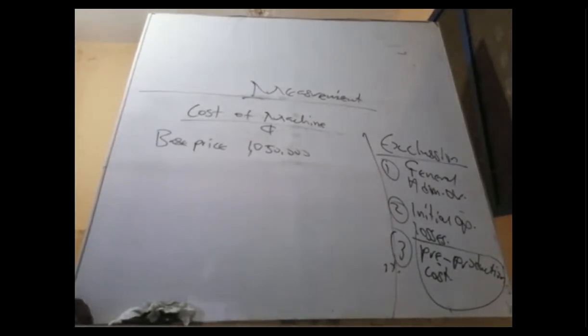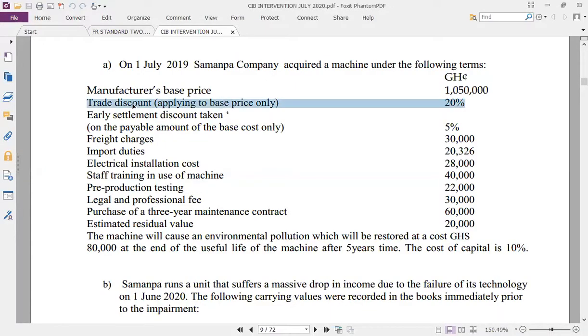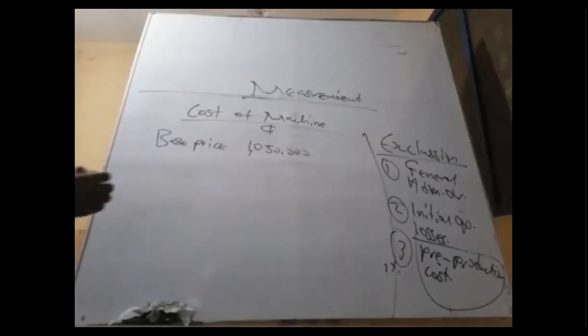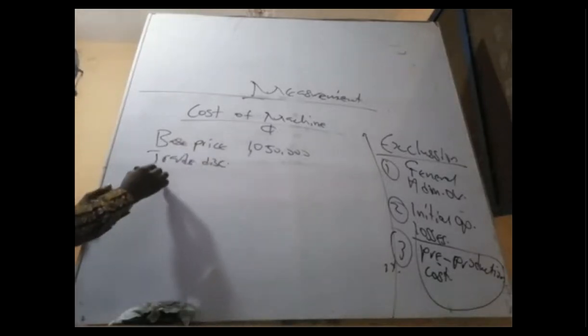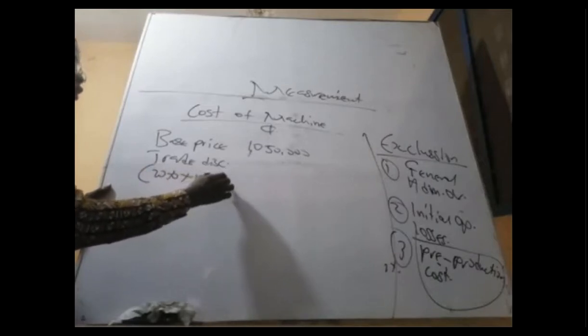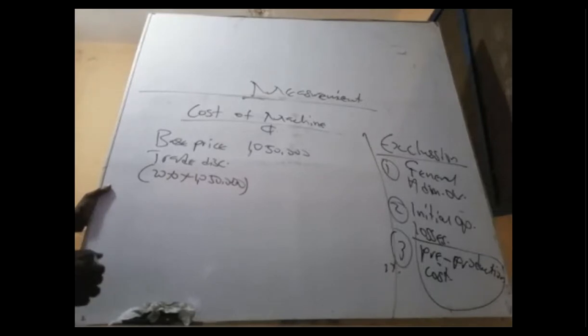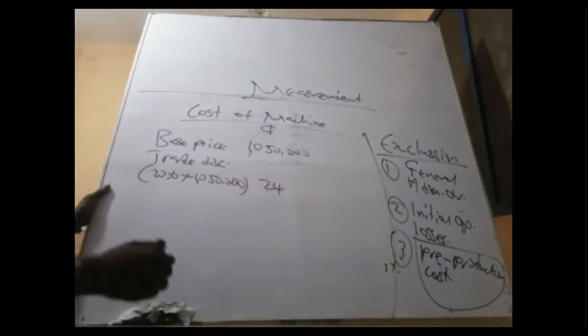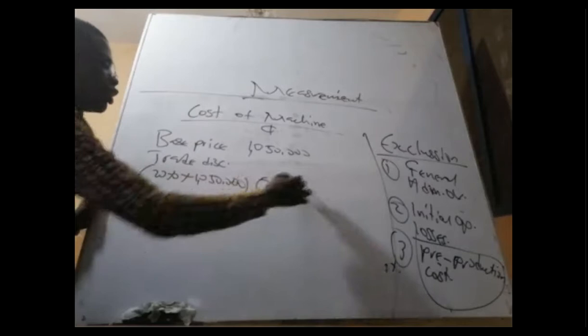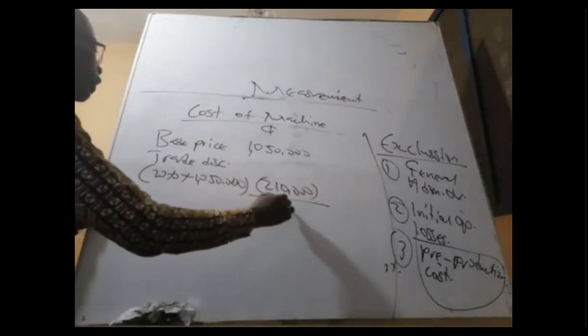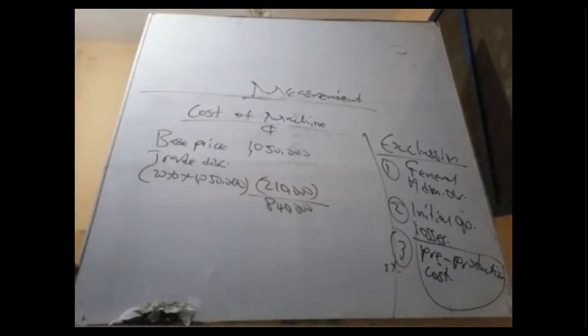Then the next one is trade discount. Yes, we say less trade discount applying to the base price only. So 20%. So find 20% of 1,050,000 for me. So less trade discount, that would be 20% times 1,050,000. And that will give us 210,000. We take it off. So the net amount is 840,000. That's the payable amount. That's the amount that will be paid.